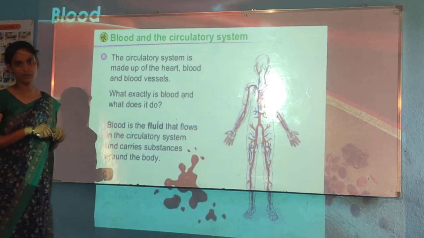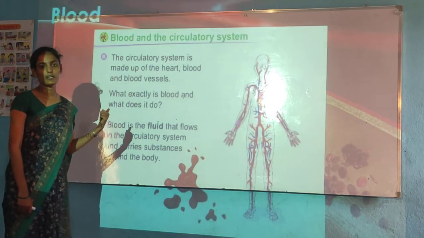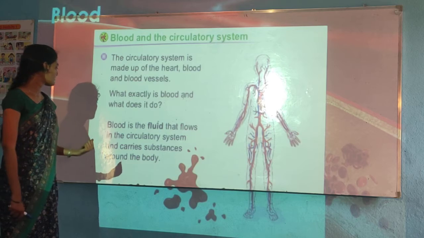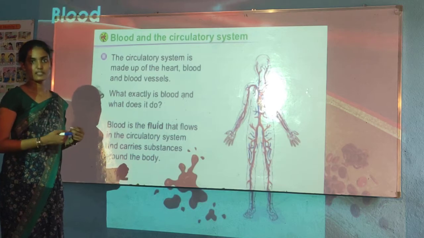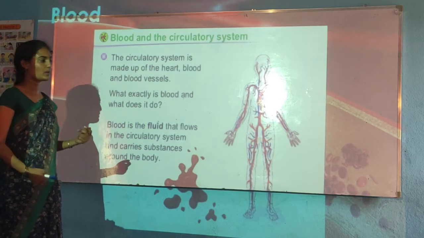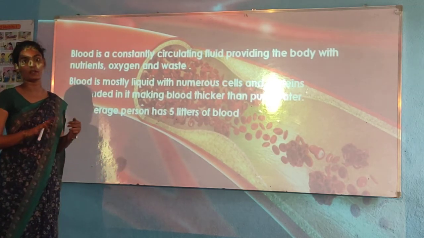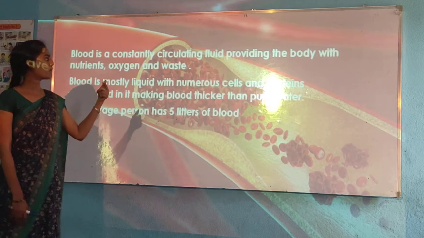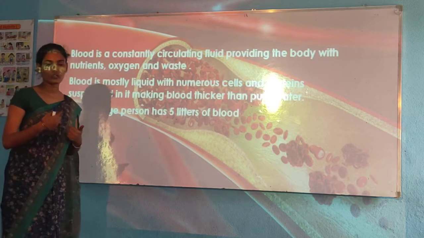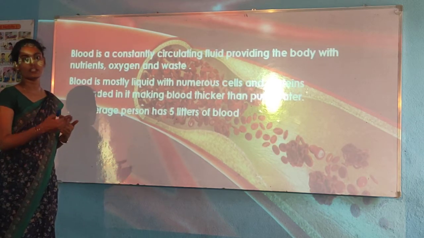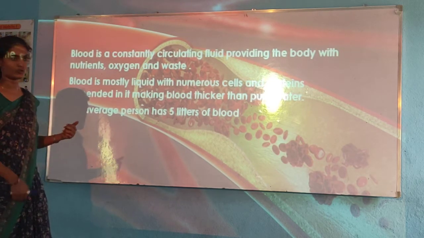Blood is a transporting medium in our body. It is a fluid that flows in the circulatory system and carries substances around the body. Those substances include oxygen, nutrients, wastes and carbon dioxide. Blood is a constantly circulating fluid; the flow never stops. It provides the body with nutrients and oxygen. Once those are taken by the cells, they release wastes, and the blood takes those wastes away too.